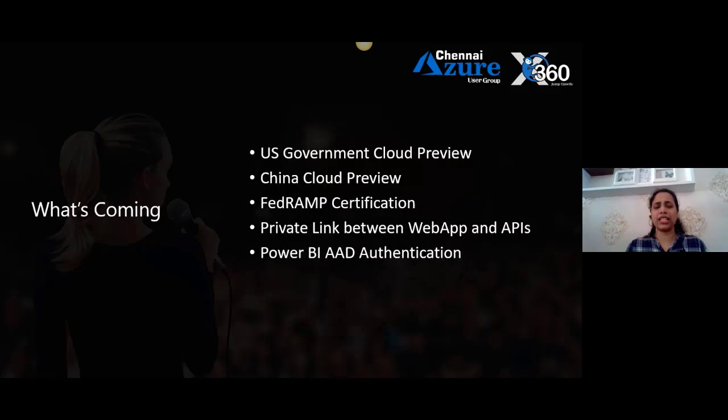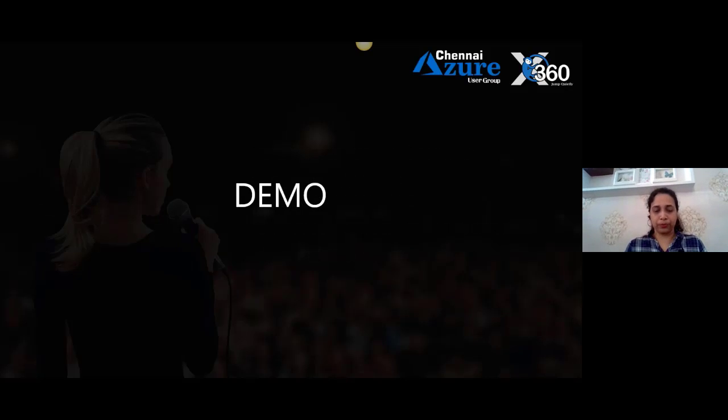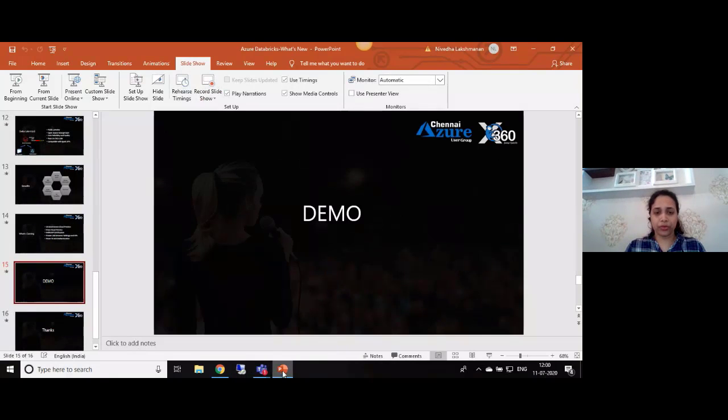And these are all the things that are going to be coming in the next release. They are going to give us the US government cloud preview and China cloud preview. And there is a certification called FedRAMP, and they are going to create a private link between a web app and the API, and they are going to give us the authentication for Power BI as well. So we'll just get into the demo.